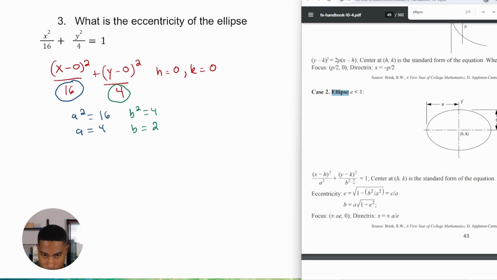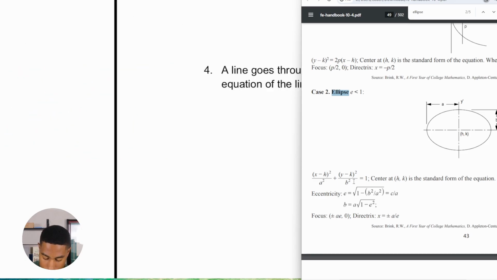Okay. So now I can solve for e. For e, we get e is equal to the square root of 1 minus my b squared, which is 2 squared, all over 4 squared. Right? And for that, I end up getting 0.866 for the eccentricity. All right, let's go to 4.